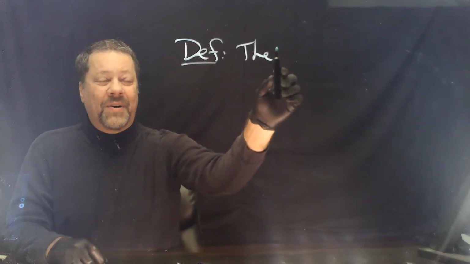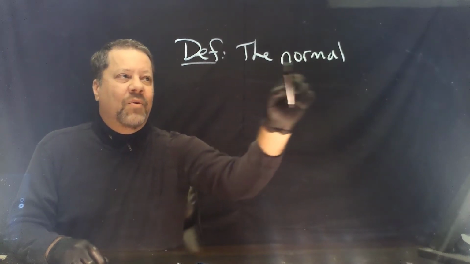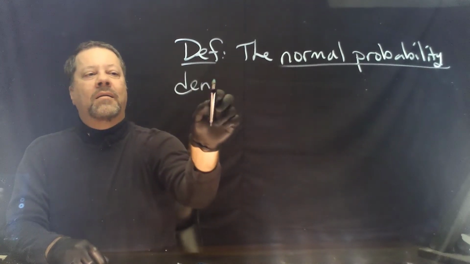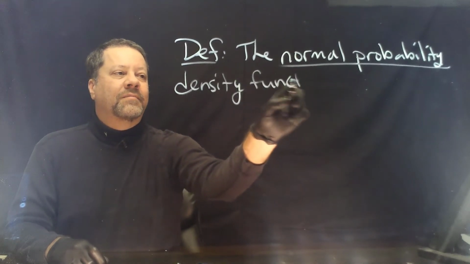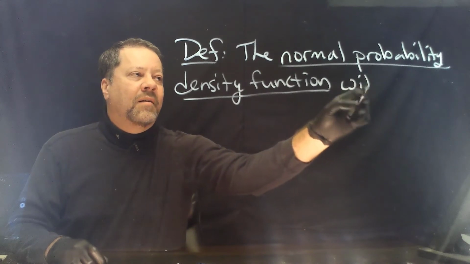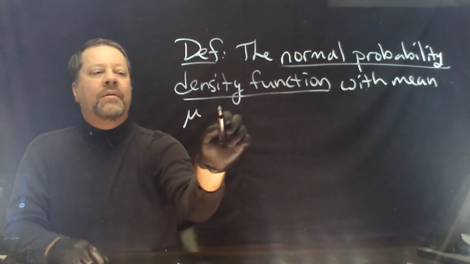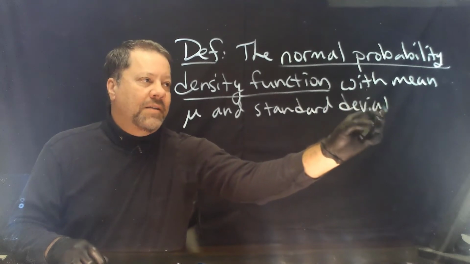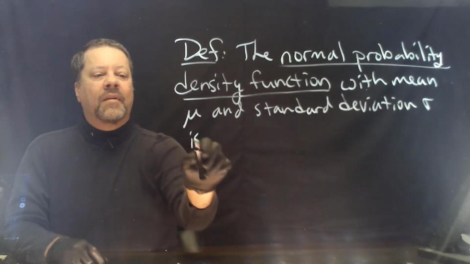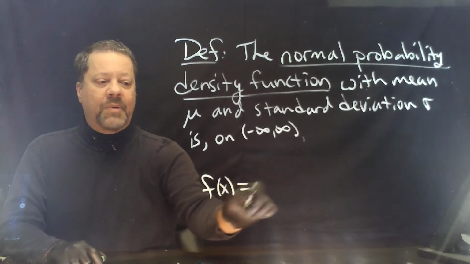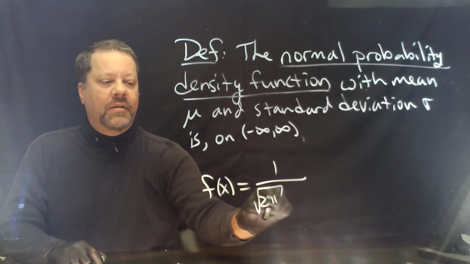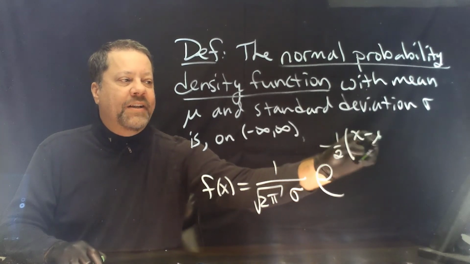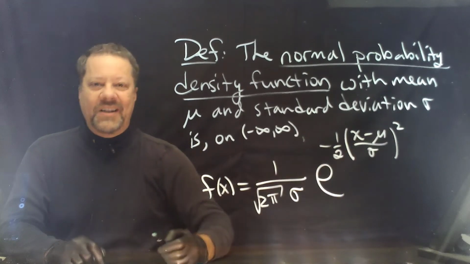Now for the big enchilada for the course. The normal probability density function with mean mu and standard deviation sigma is just a probability density function. There's 1 over the square root of 2 pi sigma, e to the minus 1/2 of the quantity x minus mu divided by sigma, quantity squared.